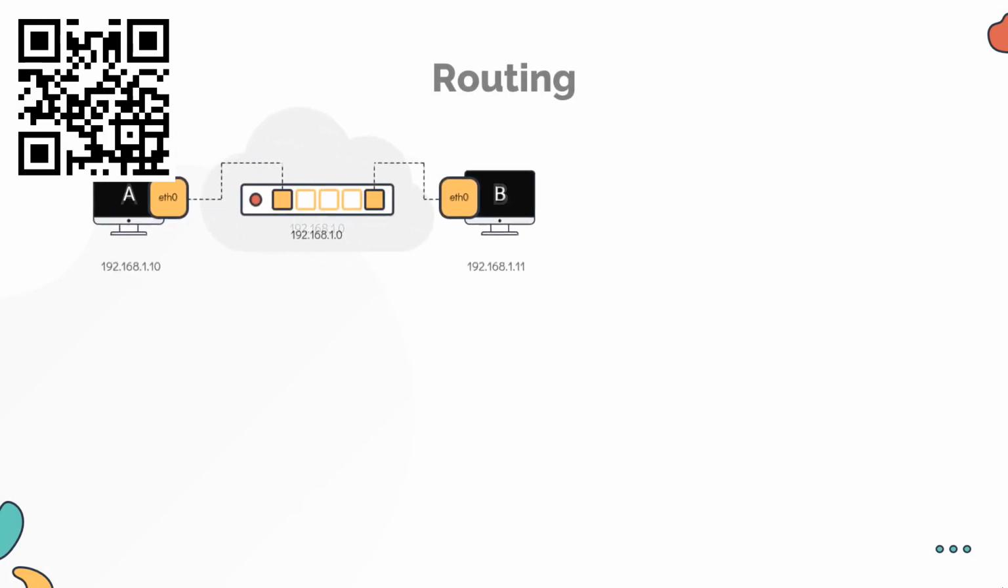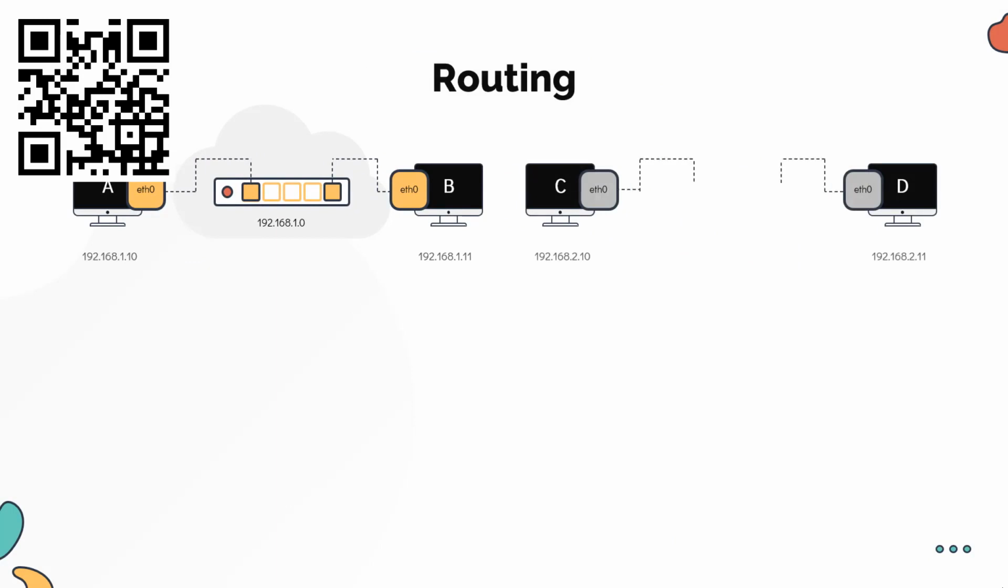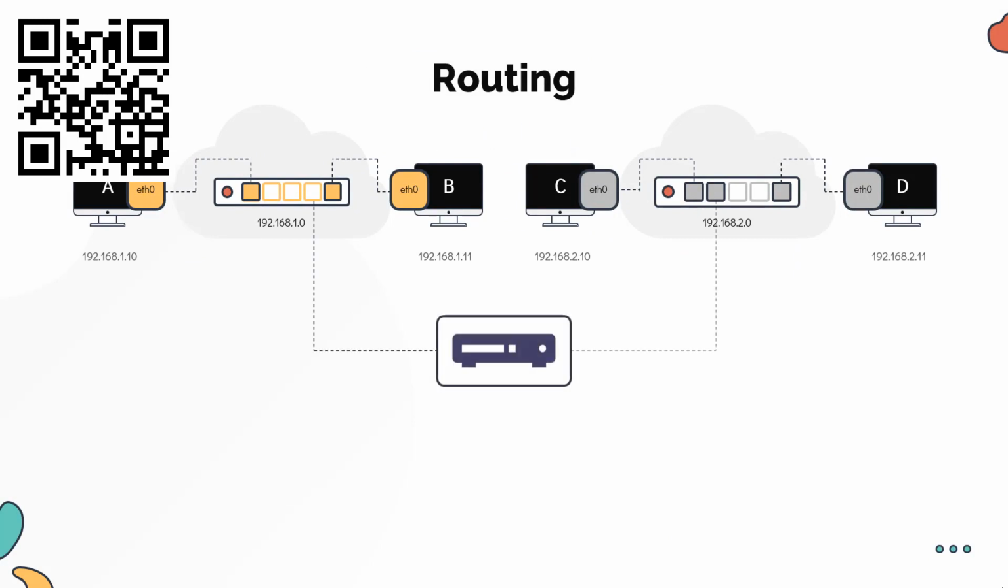Say we have another network containing systems C and D at address 192.168.2.0. The systems have IP addresses 192.168.2.10 and 2.11, respectively. How does a system in one network reach a system in the other? How does System B, with the IP 1.11, reach System C, with the IP 2.10, on the other network? That's where a router comes in. A router helps connect two networks together.